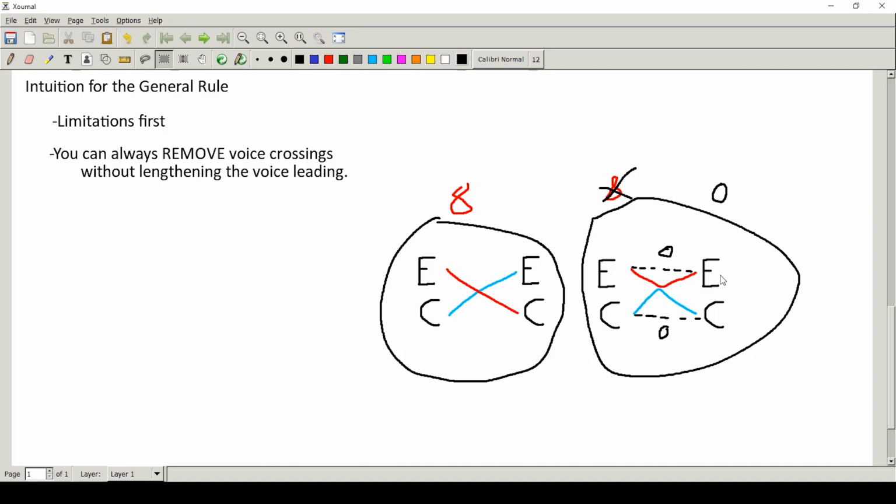So that's really the intuition here: get rid of crossings. That won't make things worse. And because of that, sometimes when you get rid of crossings, you find a shorter path thanks to the triangle inequality.